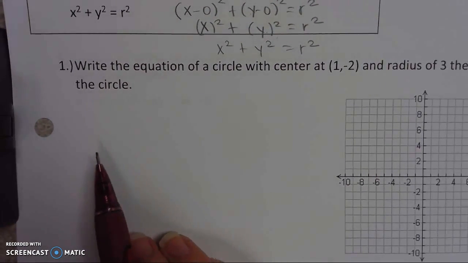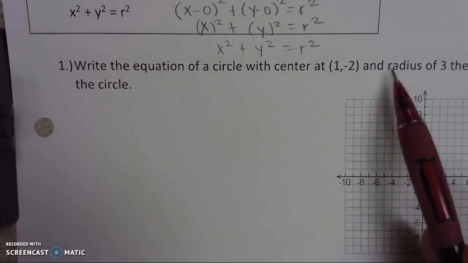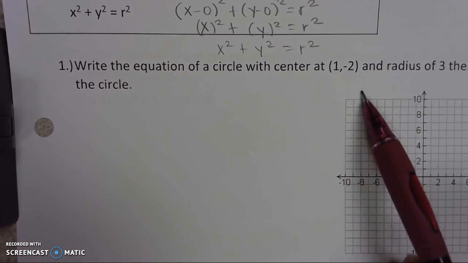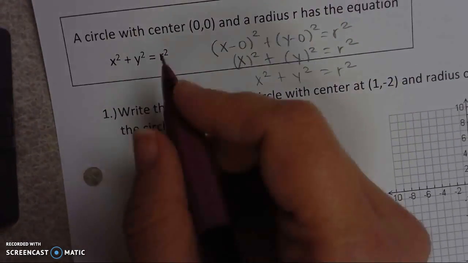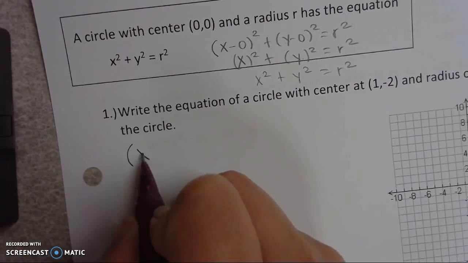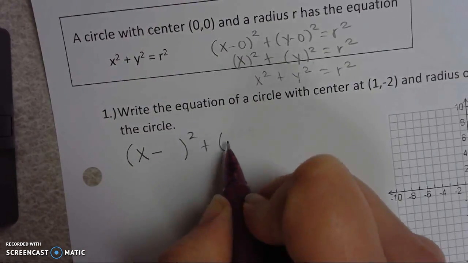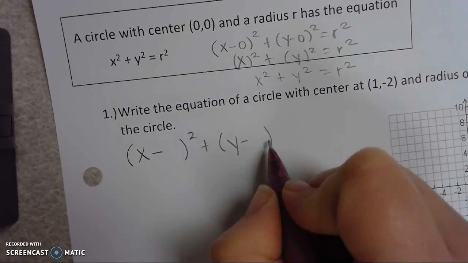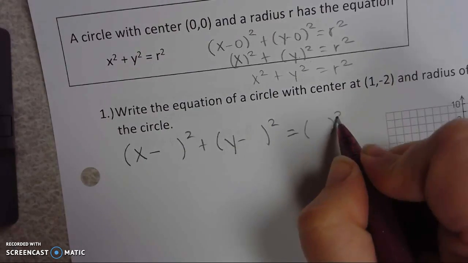I want to write the equation of a circle with the center that is at 1, negative 2 and has a radius of 3. Once I write the equation, then I want to graph the circle. Okay, so using the center radius form, I'm going to fill in my h, my k, and then my r.